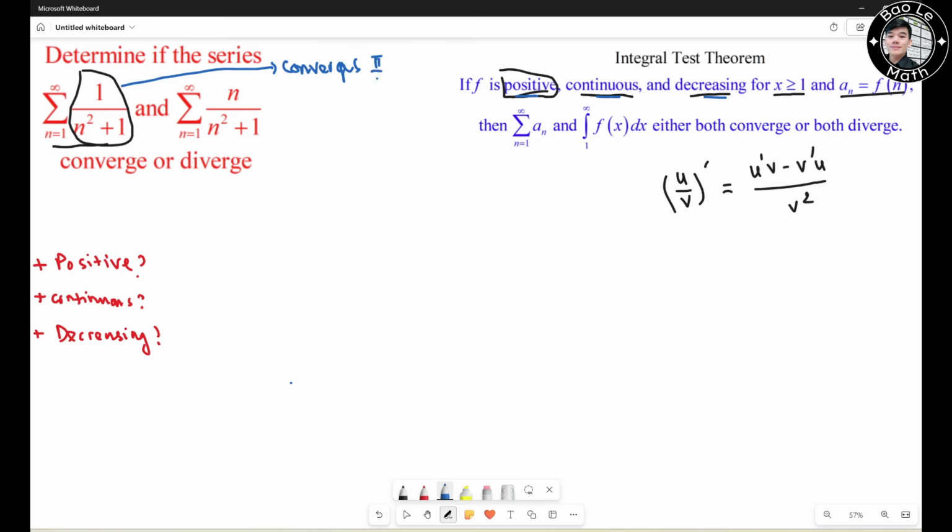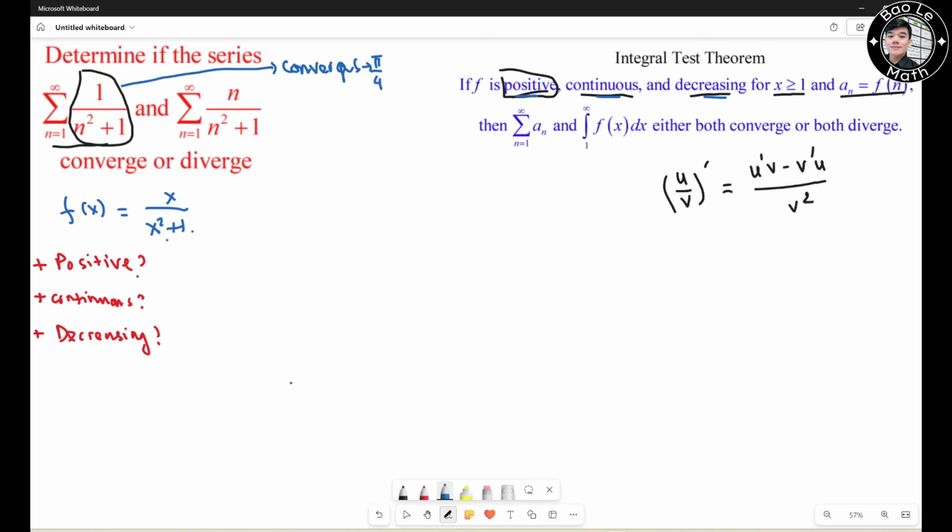Converted to pi over 4. Okay. Now the second one. So we consider the function f of s equals s over s squared plus 1. Alright, we do the similar process.